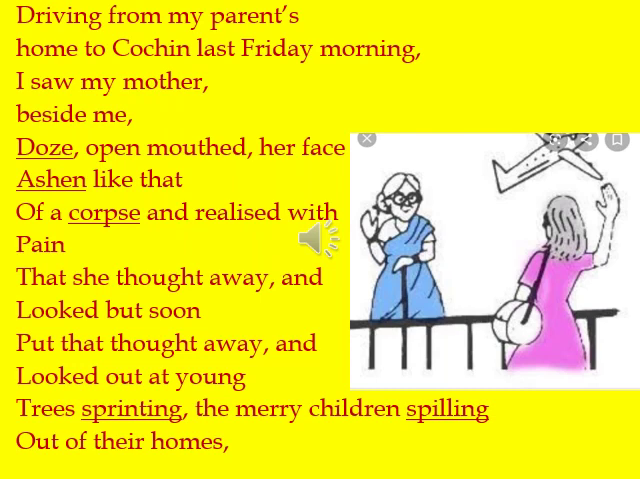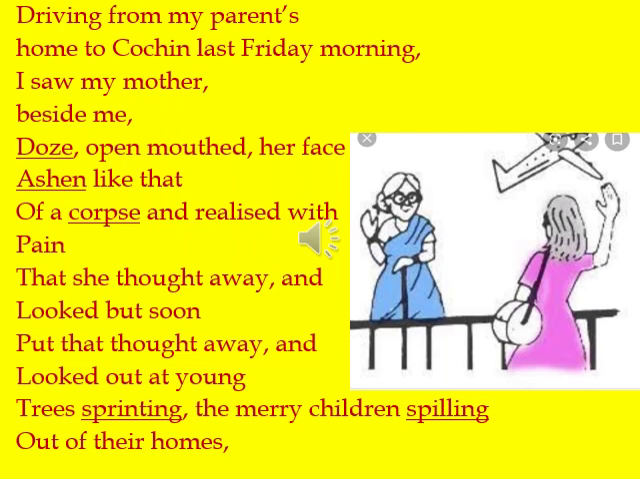She soon put that thought away and looked out at the young trees sprinting. So she tries to avoid these painful thoughts and turns her attention outside. She doesn't want to think that her mother has grown old and weak. Okay, and she's very pale and looking like a dead body. So she just diverted her mind and suddenly she turns her head outside the window. So, put that thought away and looked out at young trees sprinting.